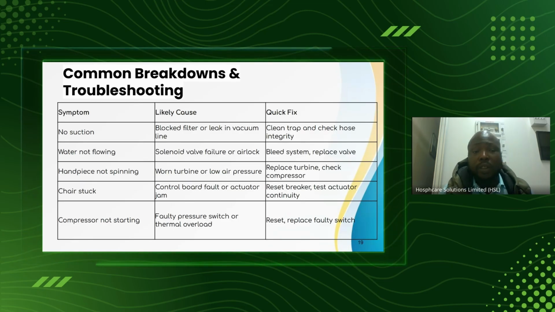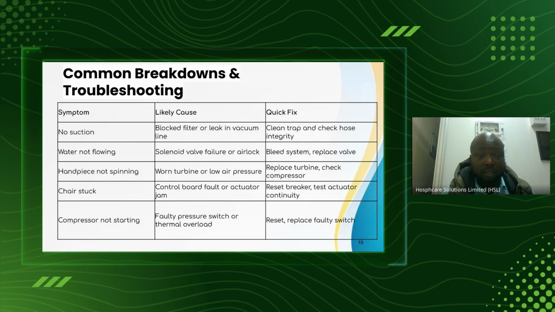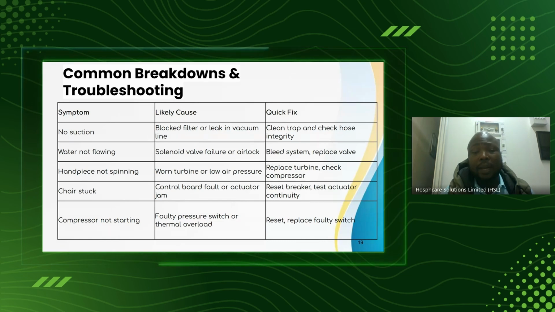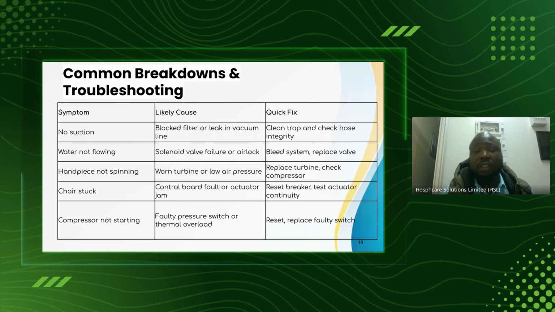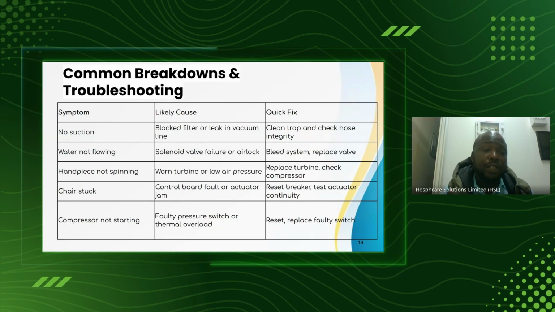So, handpiece not spinning. Normally it's the turbine, or we call it the cartridge. If the cartridge is stuck, this is caused by lack of cleaning of the cartridge point. That's why I've said that after a procedure, you need to clean it. So you need to replace the turbine, or you check your pressures in the compressor. Perhaps the input pressure is not sufficient to run the turbine. Chair stuck normally comes from a control board fault or actuator jam. So you need to reset the breaker and test the actuator for continuity.